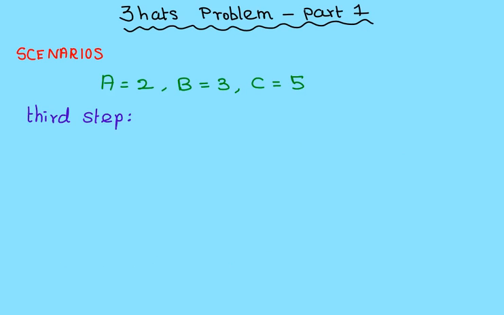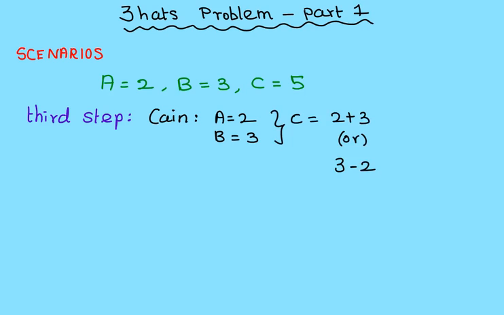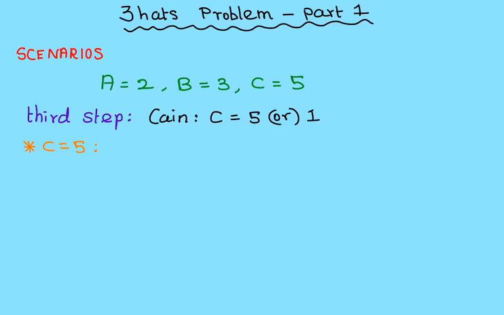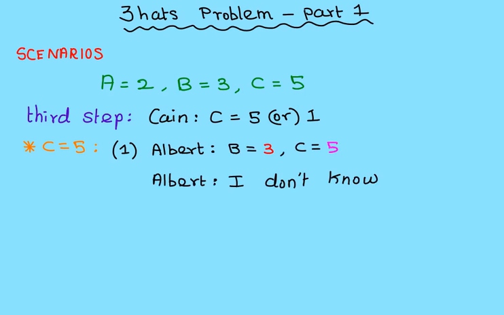In the third step, Cain sees a equal to 2, b equal to 3. So he deduces his number to be either 2 plus 3 or 3 minus 2, that is 5 or 1. He considers each case. First, what if his number is 5? Then, in the first step, Albert would have seen b equal to 3, c equal to 5. As the numbers were different, Albert would have said, I don't know.